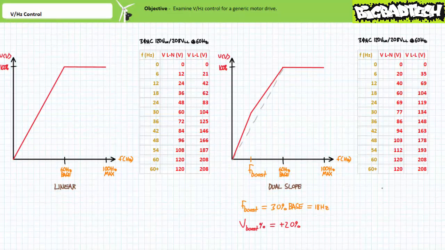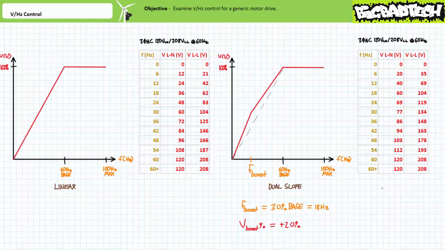For example, consider a motor drive with a base frequency of 60 Hz, a maximum frequency of 100 Hz, making use of 120 volt line to neutral, 208 volt line to line 3-phase AC, using a dual slope increased torque profile where the boost frequency is 30% of base frequency and boost voltage is plus 20% above normal linearly applied voltage. In this scenario, the boost frequency is 30% of 60 Hz or 18 Hz. This calculation is simple enough.